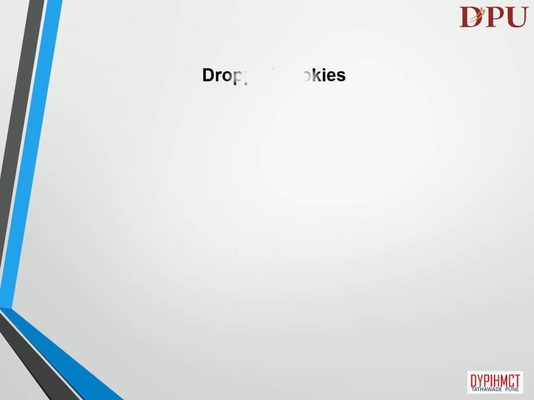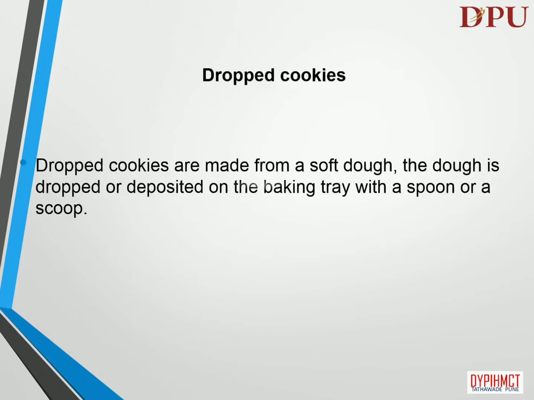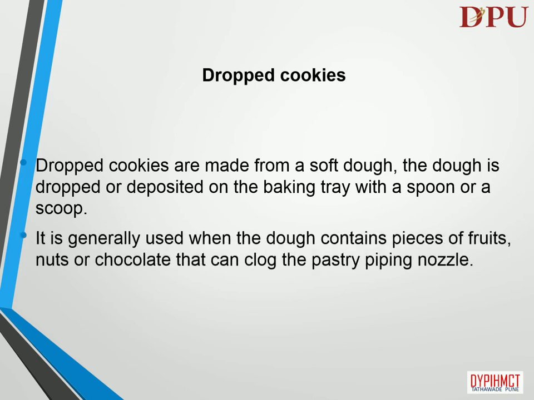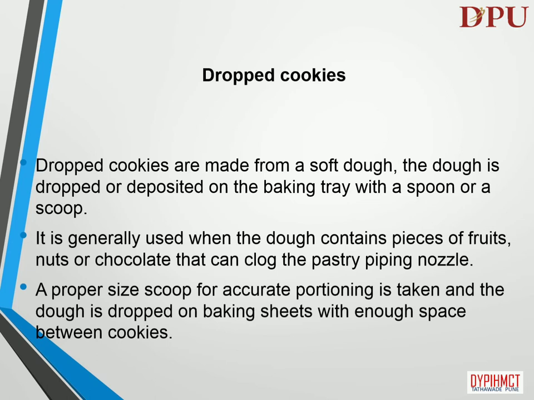Dropped cookies. Dropped cookies are made from a soft dough. The dough is dropped or deposited on the baking tray with a spoon or a scoop. It is generally used when the dough contains pieces of fruits, nuts, chocolate that can clog the pastry or piping nozzle. A proper size scoop for accurate positioning is taken and the dough is dropped on baking sheets with enough space between cookies. Example: oatmeal raisin cookies, chocolate chip cookies.